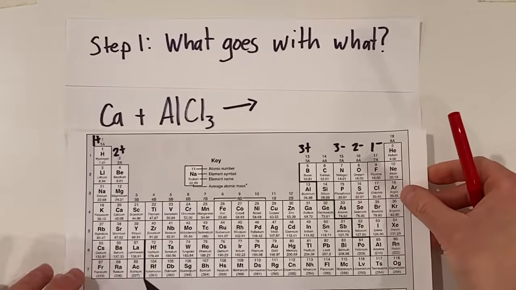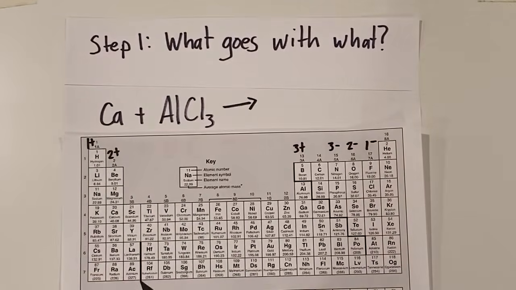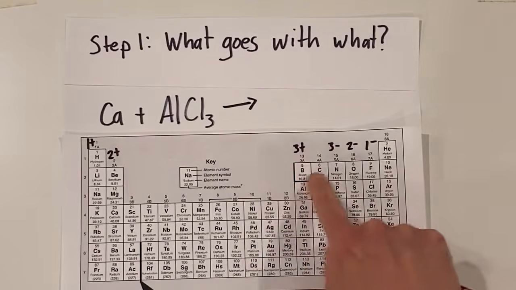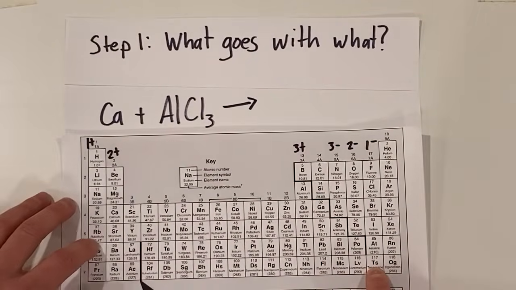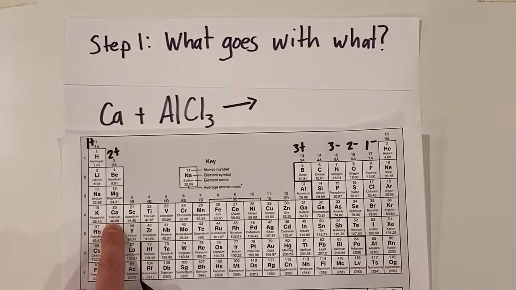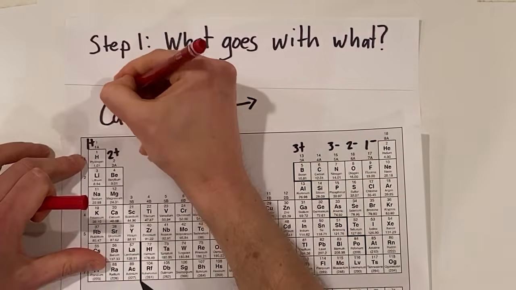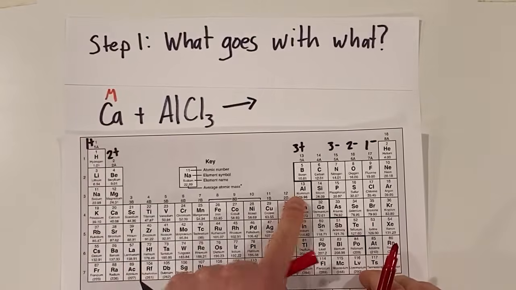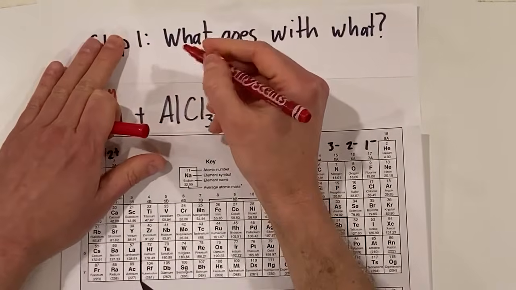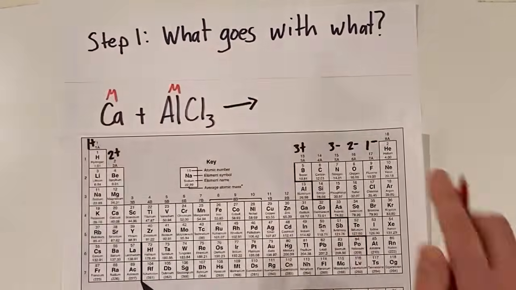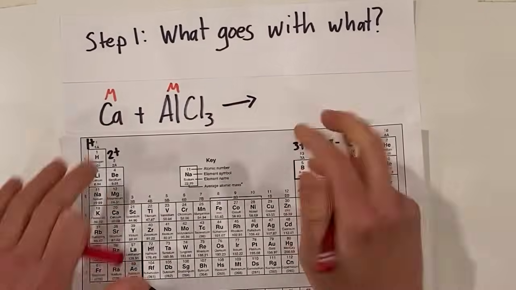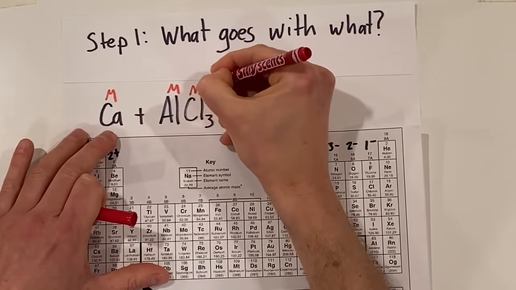Here's the periodic table. And the most important thing if you're figuring out metals and nonmetals is looking at this staircase. Everything on the left is a metal. So calcium is in group 2. That's going to be a metal. Let's put an M on top. Aluminum right over here is also on the left. That's another metal. And chlorine over here in group 17, that is a non-metal.